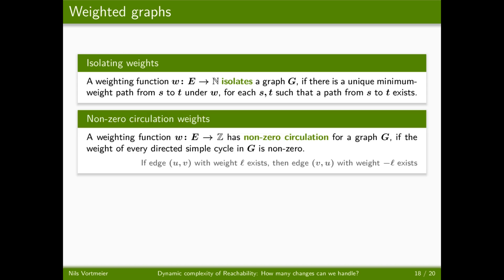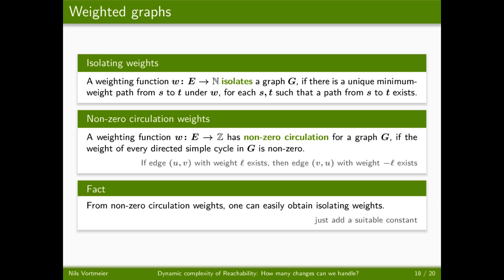To be able to do so, we will use non-zero circulation weights. A weighting function has non-zero circulation for a graph if it maps each edge of the graph to an integer, such that the total weight of every directed simple cycle in G is non-zero. If we have non-zero circulation weights given, then we can easily obtain isolating weights by adding a common number to all weights of the edges.